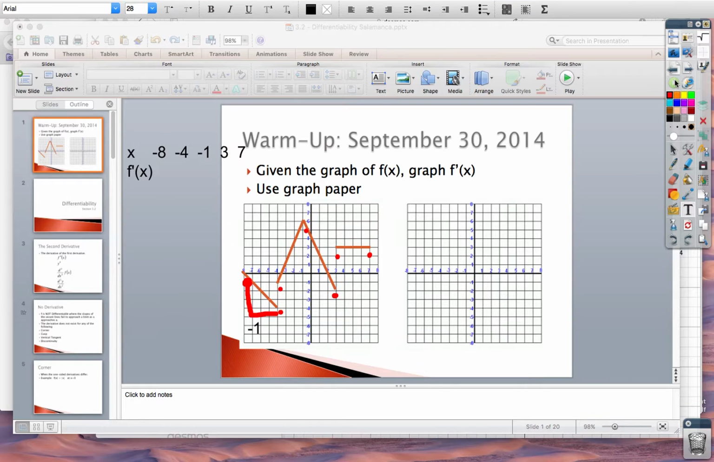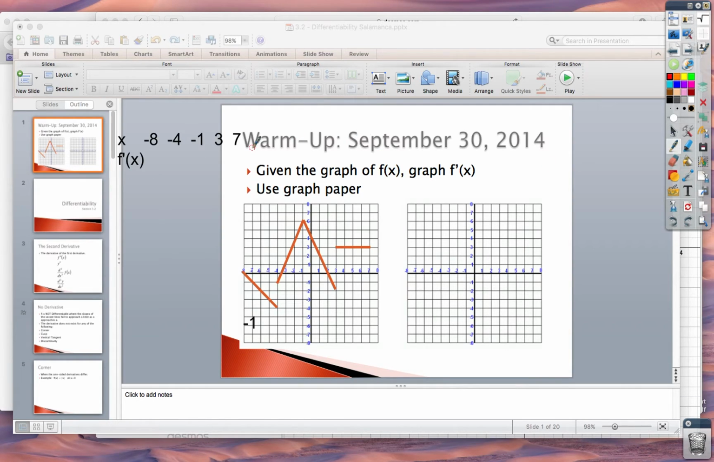Hello students, today in your calculus class we are going to work on differentiability. So let's get started. First we're going to try this quick warm-up. This would be a good time for you to practice this on your own and then go ahead and press play.